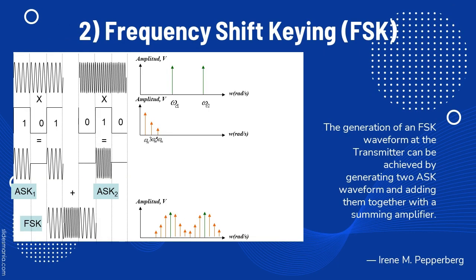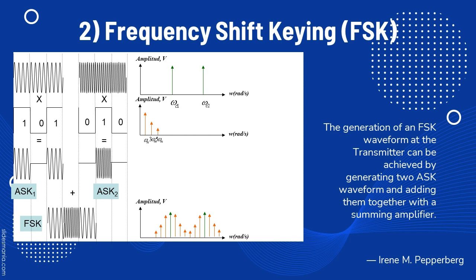We are going to talk about frequency shift keying, FSK. For your information, FSK is made by adding 2 ASK. This times this one, and times another ASK here. So the output will be like this. It will be doubled.